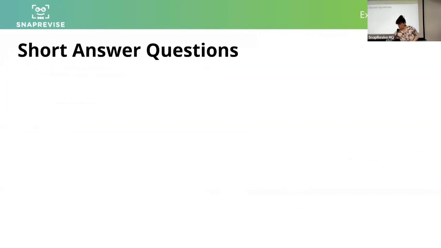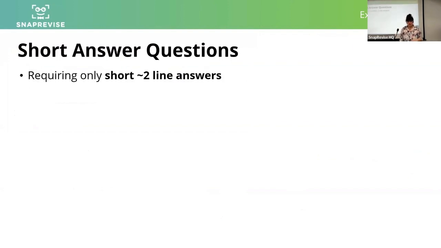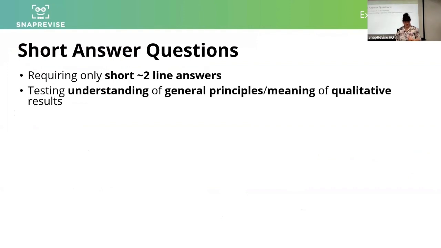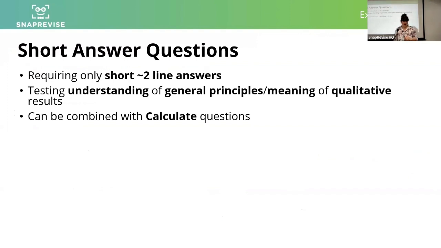Okay, what about short answer questions? I need to speed up a little bit. What about short answer questions? So short answer questions require only short or approximately 2-line answers. They test your understanding of general principles or the meaning of qualitative results. So can you describe what has happened? I nearly said explain then. Can you describe what has happened? There's not usually an explain, but you can have an explain. And they can be combined with calculate questions.